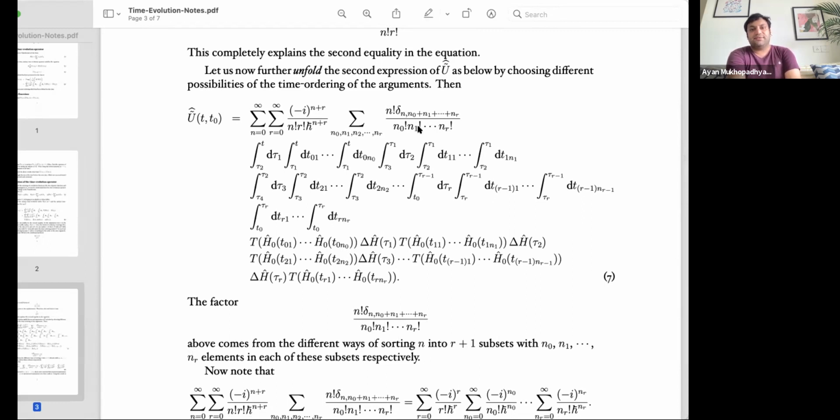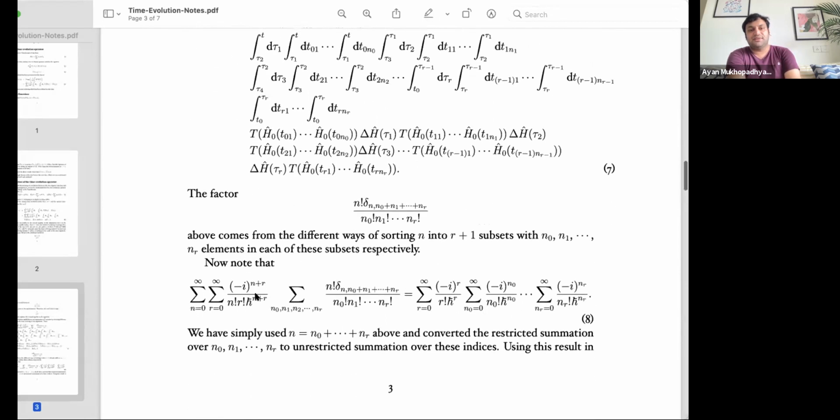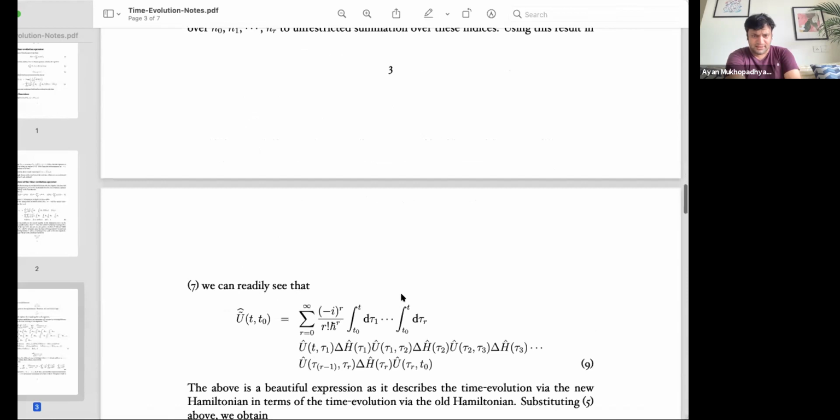So that is what extra factor. And now these two will cancel out. Factorial N cancels out. Now what I did was I simply used this. This is exactly what I said before, a generalization of that. So this is simply rewriting these restricted sums as unrestricted sums. That's it. Because of this combinatorics, it's very simple to see.